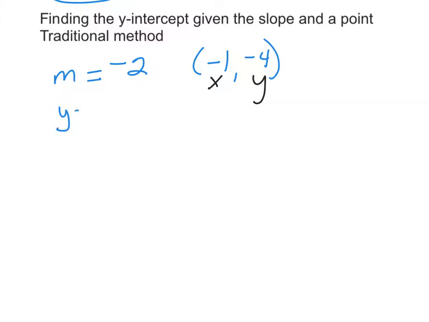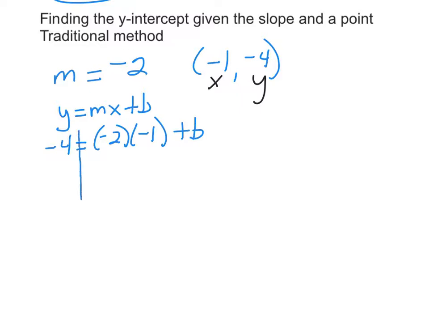Anyways, alright, so we're starting with the traditional y equals mx plus b, and we're going to plug in everything we know. Our y value that we just labeled is negative 4, equals the m value is negative 2, the x value that we have labeled above is negative 1, and now we want to get that b all by itself. When I multiply negative 2 times negative 1, that's going to be a positive 2.